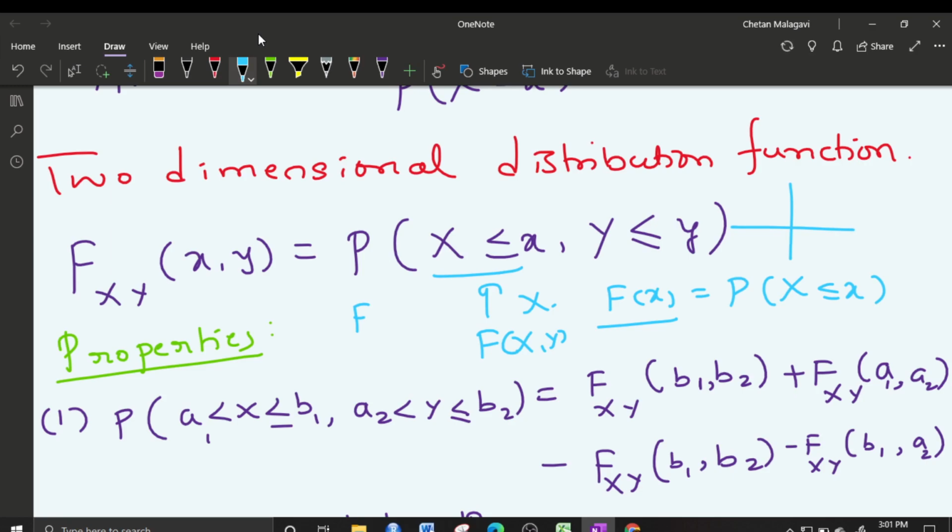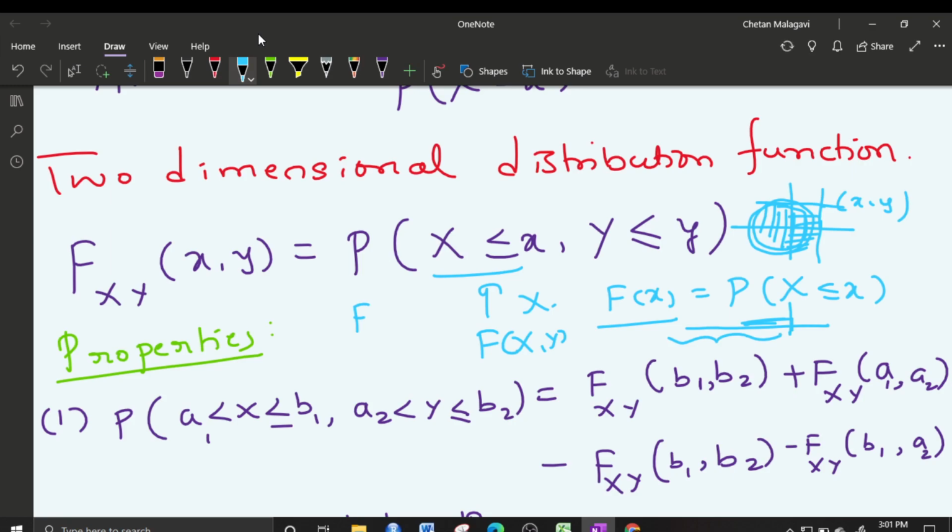Suppose this is a real plane, and this is x and this is y. So (x, y), then probability of X less than or equal to x, Y less than or equal to y. So this is the x line and this is the y line. So X less than or equal to x means this space, Y less than or equal to y means this space. So this is the distribution function for a two-dimensional random variable. For a one-dimensional random variable, suppose this is x, then X less than or equal to x means this entire region.